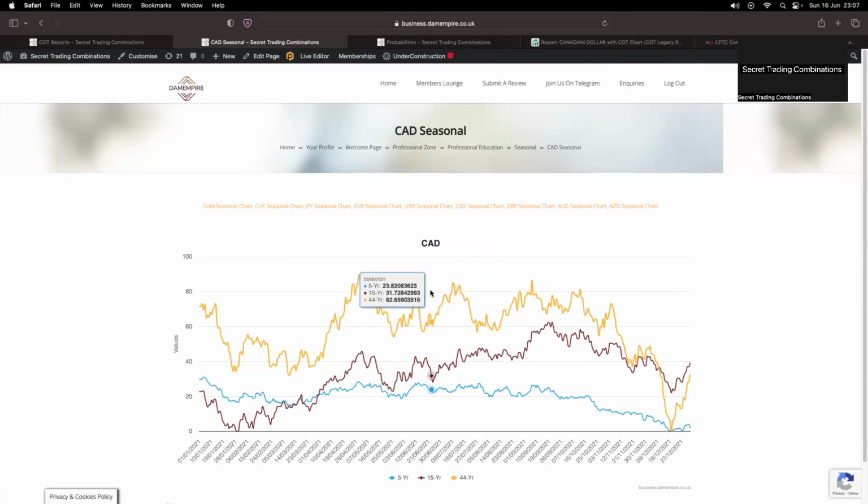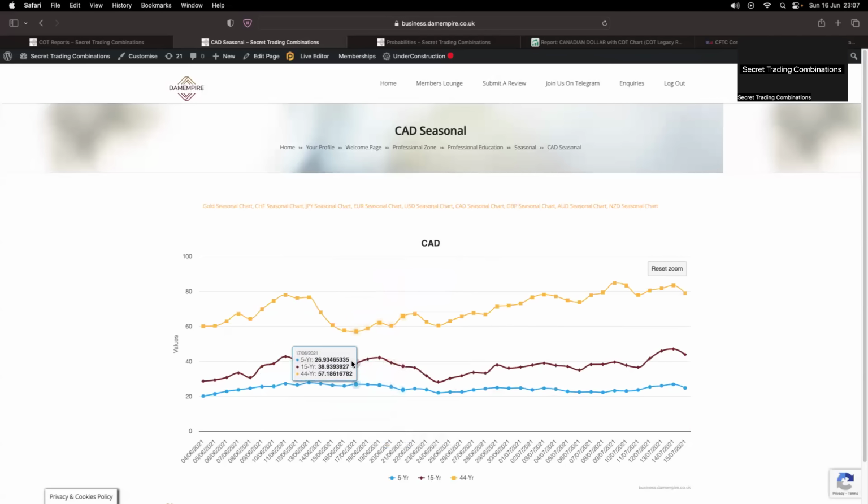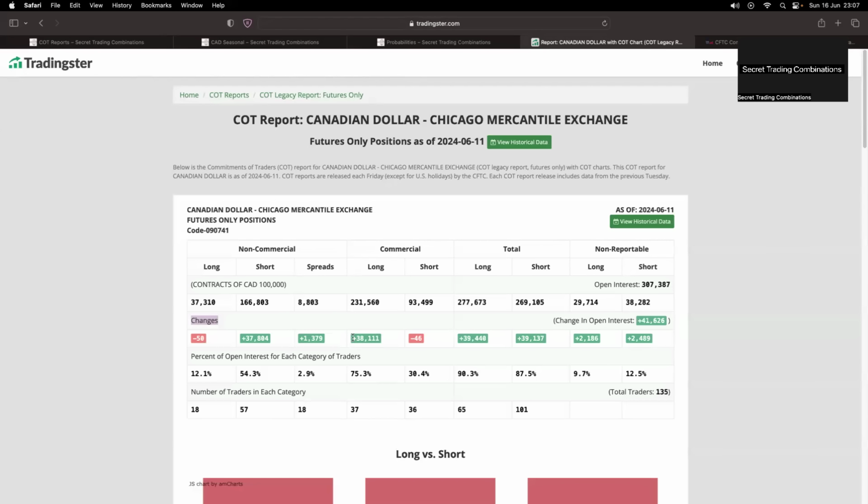So we go on the graph, and we trace the 16th right here. Looking at the 16th, we can see that the price is moving up on the 44 and the 15, but on the 5 years, it's going down. So for this, I wouldn't touch this. But now there is a clause in this, because if you look at the COT report, you can see they had 38,000 new positions. That's massive.